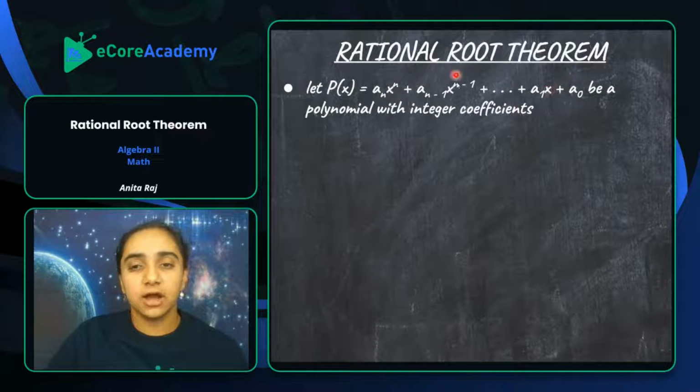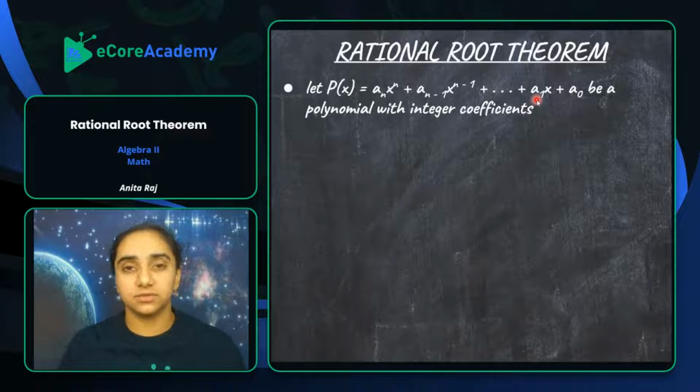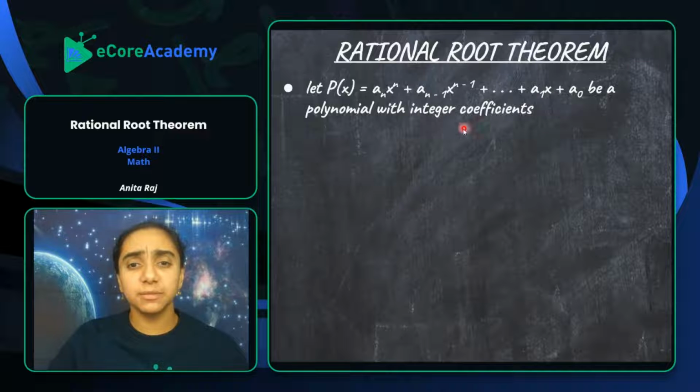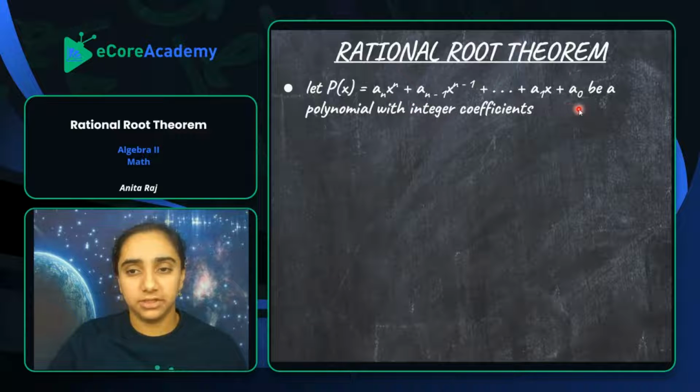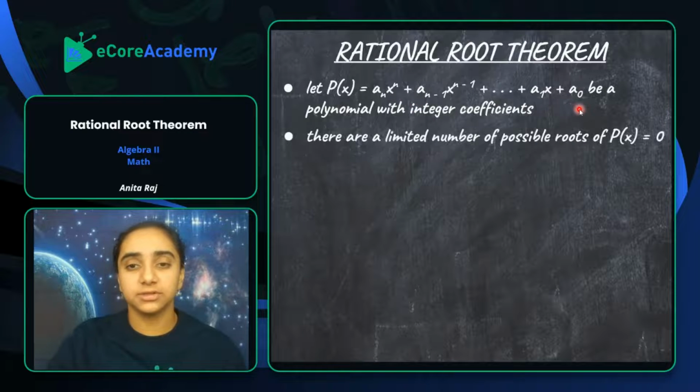So this is just showing us a polynomial with terms arranged in descending order. It's separated by an addition in this case, or it could be a subtraction sign. So this is going to be a polynomial with integer coefficients. So a is the coefficient. These are all going to be integers, positive or negative real numbers. Now we're being told there are a limited number of possible roots of p of x equals 0.